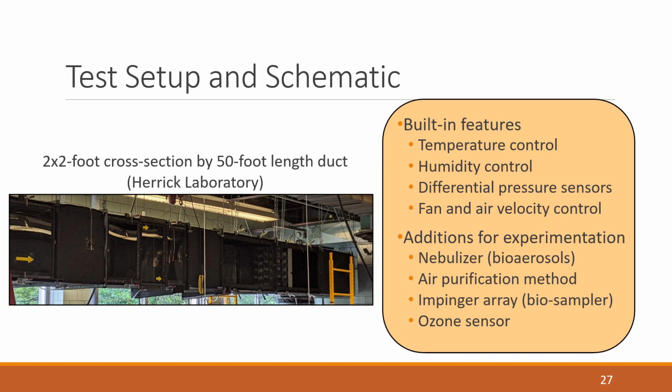Speaking of the laboratory, our test setup consists of a 2x2 by 50-foot duct in Herrick Lab. The system has temperature and humidity control, as well as differential pressure sensors and duct velocity control. Additions for our experiment include a nebulizer for aerosolization of the surrogates, the air purification method, followed by a biosampler array and ozone sensor.